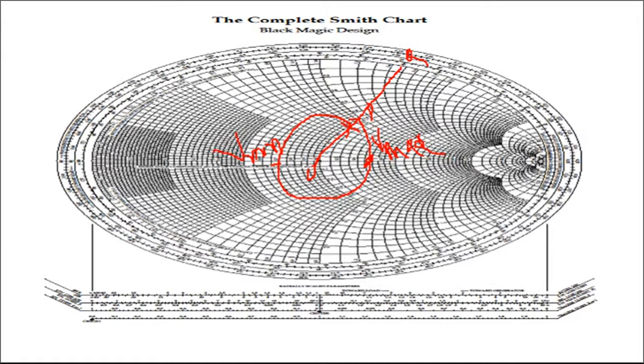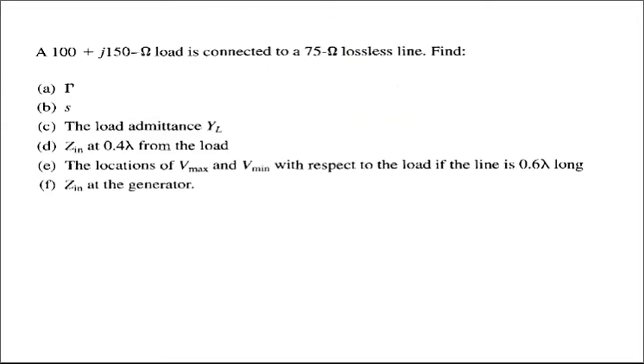So this concept is required for you to solve the next numerical, the last numerical, where you need to calculate the location of Vmax and Vmin with respect to the load if the line is 0.6 lambda long, and Zin at the generator. Now try to solve this numerical also. I have solved it in the class. Try to understand the Smith chart if you have it with you right now, or you can refer to the Matthew Sadiku book. If you need a soft copy of the Matthew Sadiku book, it is already mailed to you, I guess, but if you still need it, you can ask me and I will give it to you, and you can try to solve some more numericals of the Smith chart.